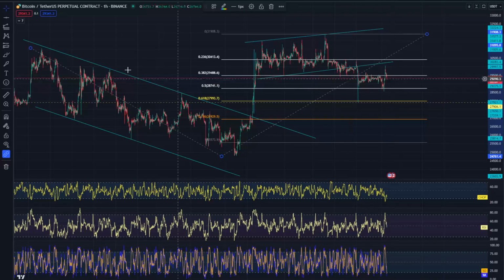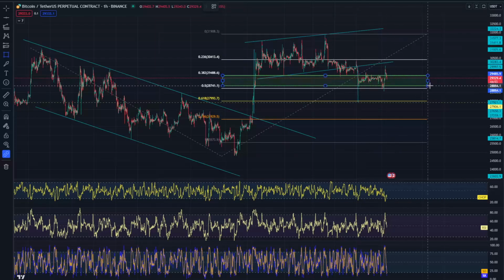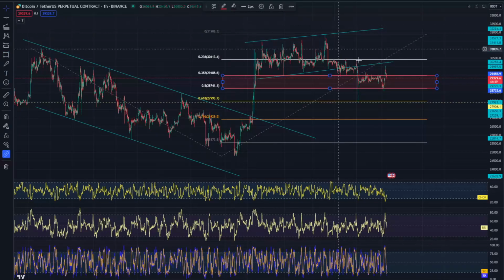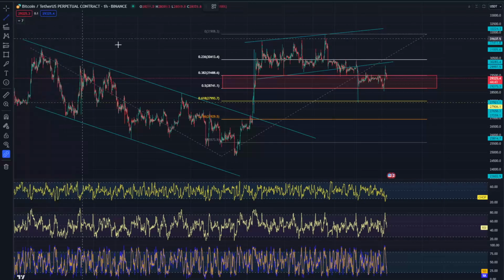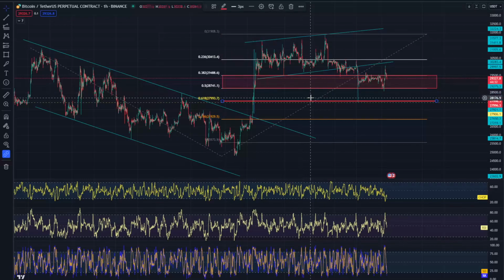Now we can move on to marking the places of support in the event of a correction. And here, in the first place, it is worth marking the support zone where the price is currently, from $29,485 to $28,733. But when we fall below this zone, we can see a drop around the previously mentioned place of $27,996. And the next support is at $26,928.